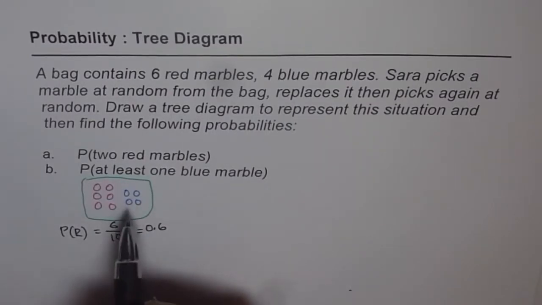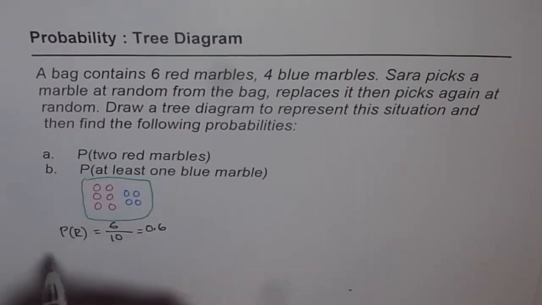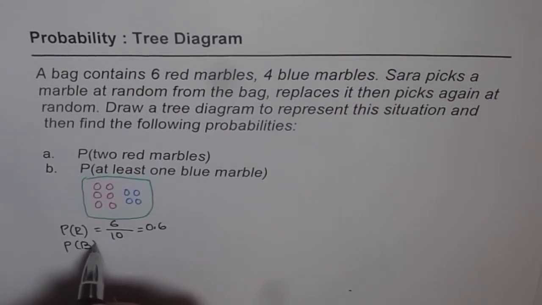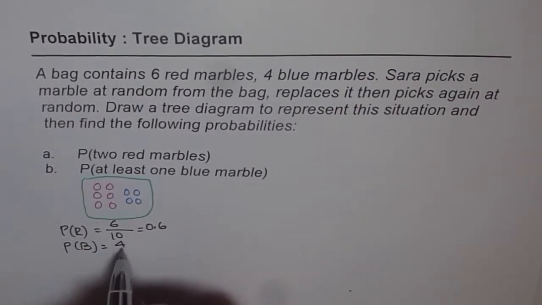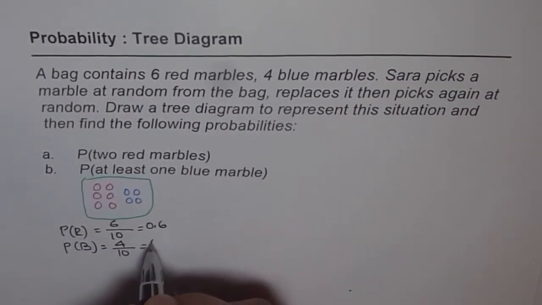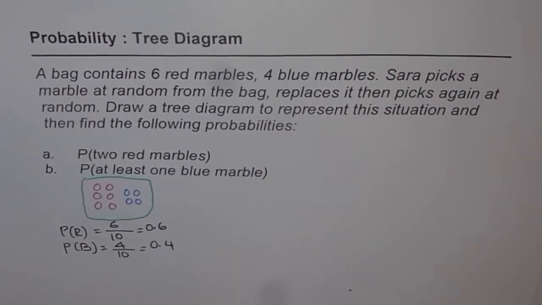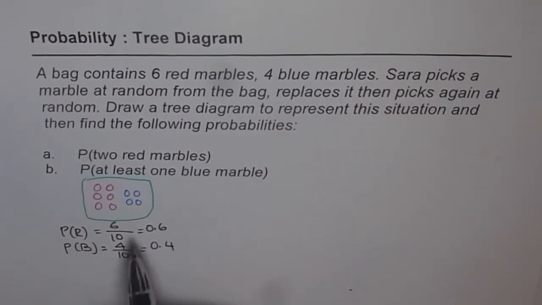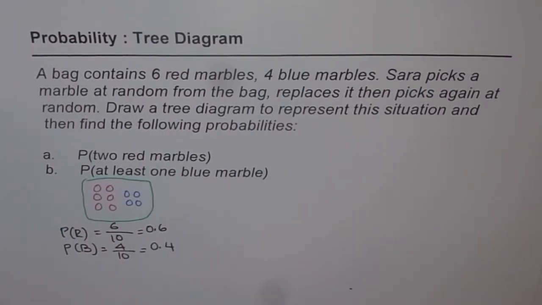Now what is the probability of picking blue from here? The probability of picking blue in this case is 4 out of 10, right? 4 out of 10, so I can write this as 0.4. Is that okay? So that is how we get individual probabilities just for the first pick. Now let's look into the tree diagram and get into the details of how to solve this problem with the help of a tree diagram.